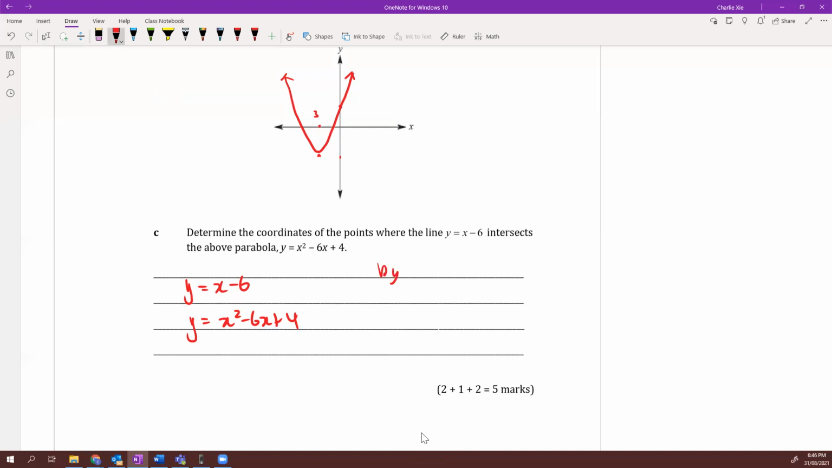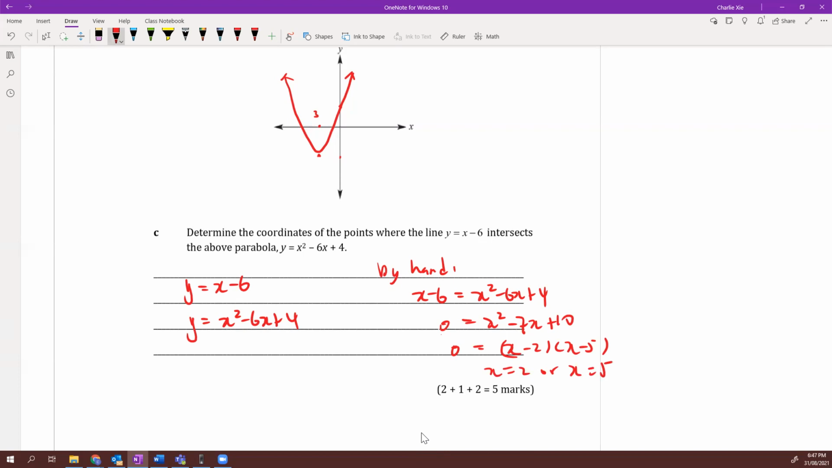So by hand, if you don't have a calculator, y equals x minus 6 equals x squared minus 6x plus 4. And turn this into standard form: 0 equals x squared minus 7x plus 10, by adding 6 to both sides. So 0 equals, we look at the last term, 2 times 5, x minus 2 times x minus 5. So x equals 2 or x equals 5.